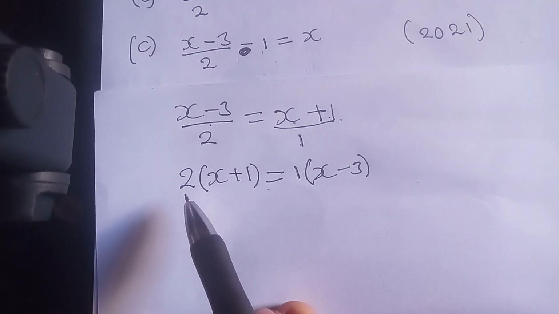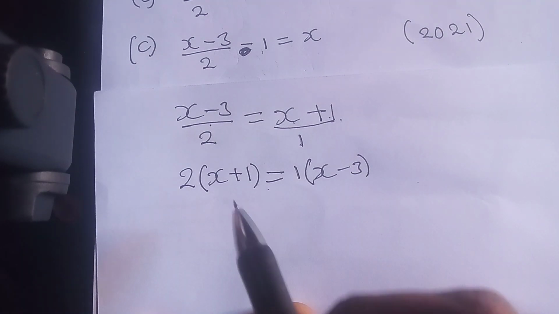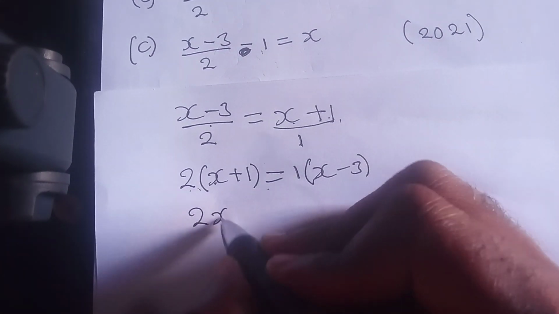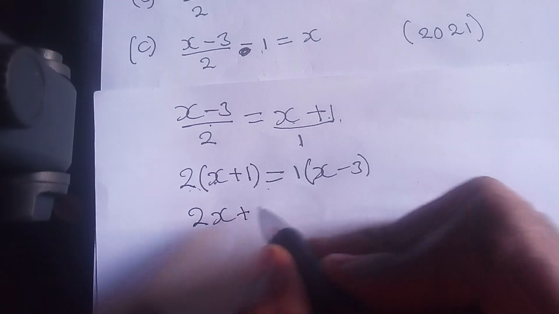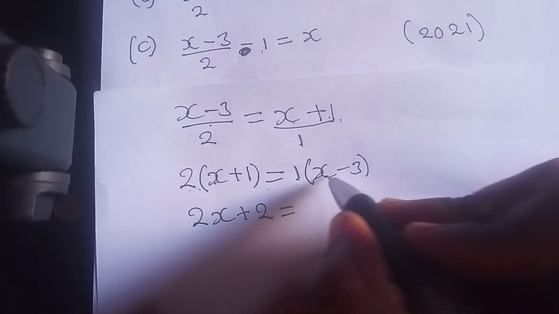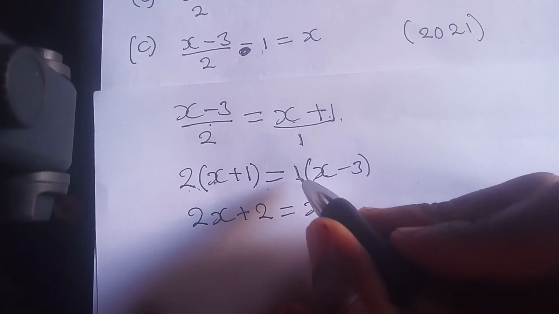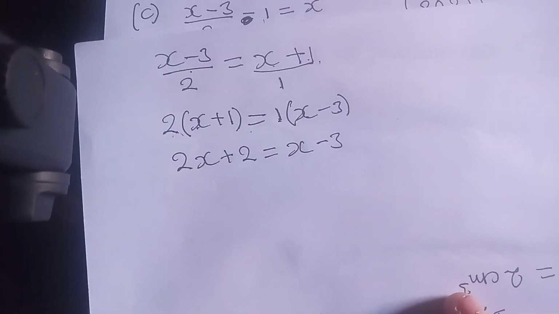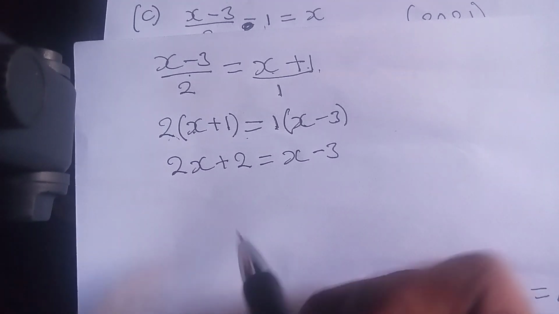And then now you can get rid of the brackets by expanding. So you can say 2 times x, this is 2x. 2 times 1, this is 2. Then 1 times x, this is an x. 1 times -3, that's -3. And then you can just collect the like terms.